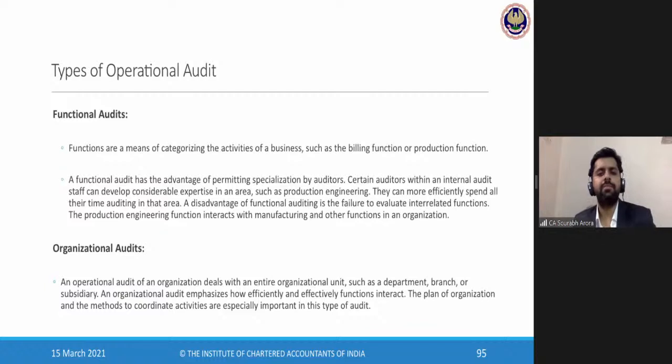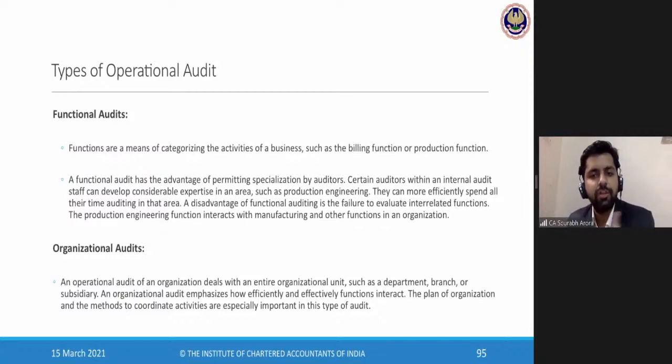So functional audits means categorizing the activities of business, such as billing functions. So this is departmental audits generally. You pick up a department, you do its audit, and you bring out the observations. Functional audit has the advantage of permitting specialization by auditors. Certain auditors within the internal audit staff can develop considerable expertise in an area such as production engineering. They can more effectively spend all the time auditing in that area.